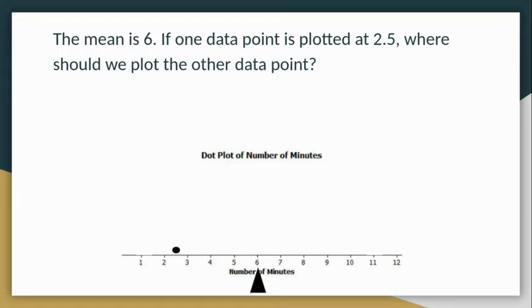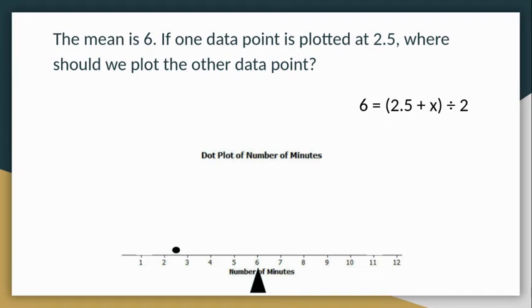We can use this understanding of the mean as a balancing point to answer questions about where we should plot additional data points on our dot plot. The mean is 6. If one data point is plotted at 2 5/10, where should we plot the other data point? In order to determine the other data point, we need to work backwards.